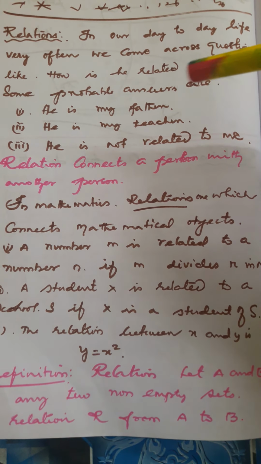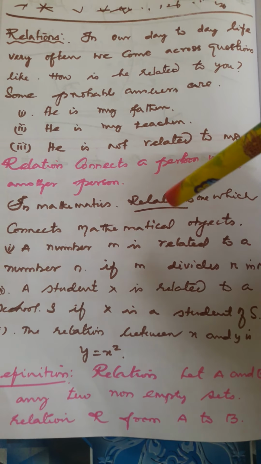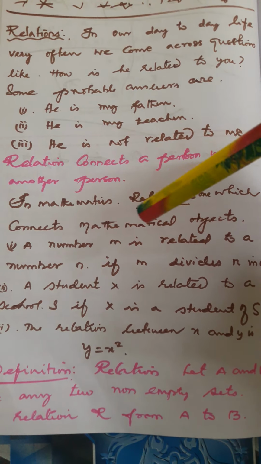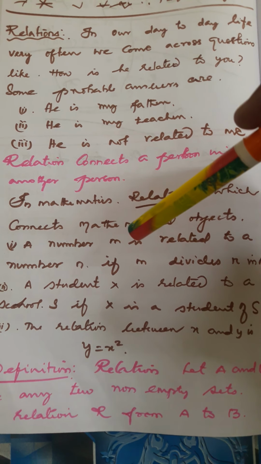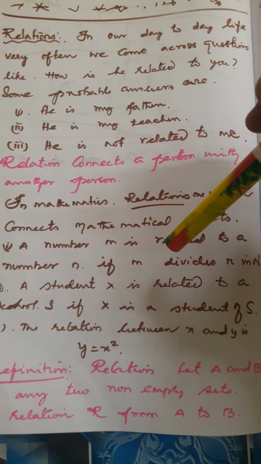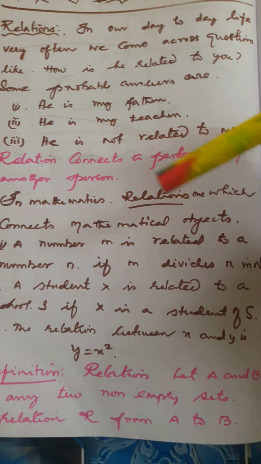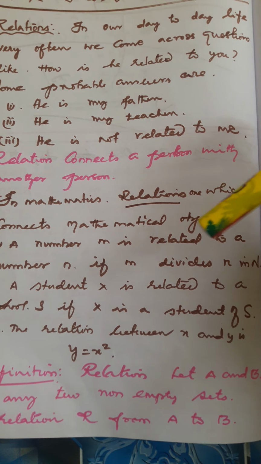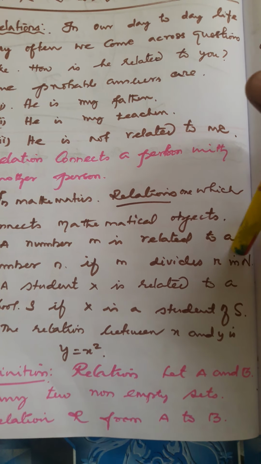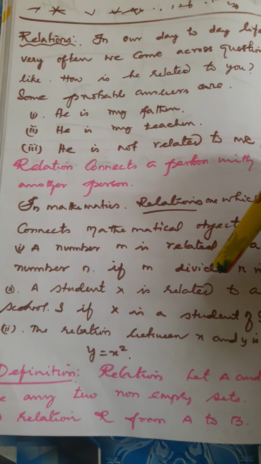So in mathematics also we have relations. So in mathematics, what is relation? It connects mathematical objects. For example, a number m is related to a number n. We are relating two numbers, if m divides n in natural numbers. Suppose it is integers, anything divided by 0 is not defined. So we are particularly mentioning where your m and n belong to the number system, so that is your natural numbers. Do you understand? So that is one of the relations.